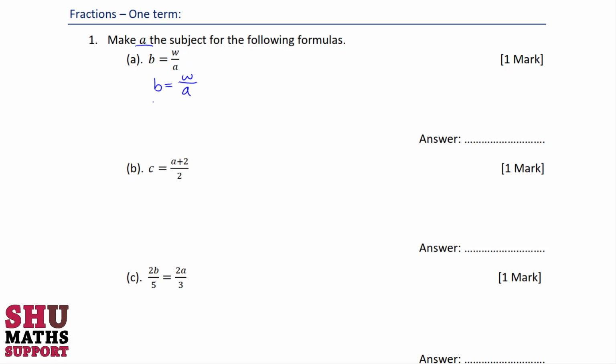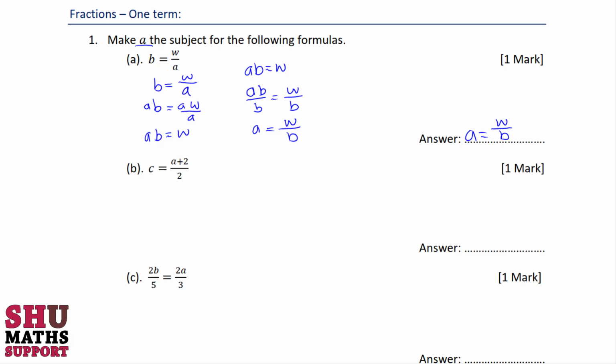So if we times the left hand side by A, we'll get AB, and if we times the right hand side by A, we'll get AW over A, and then this will simplify to AB is equal to W. And then what we can do is divide both sides by B so that the A variable is on its own. So we have AB divided by B is equal to W divided by B. And then this will simplify to A is equal to W over B. So then our final answer is that A is equal to W over B.